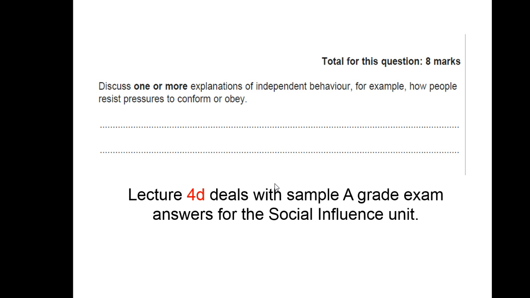Discuss one or more explanations of independent behaviour, for example, how people resist pressures to conform or obey. So this is only 8 marks. You can talk about the role of social support, and you have Asch's study to back that up. So remember, outline and evaluate. Or you can talk about the status or an environment, and you can talk about Milgram's variation studies to support that as well. Again, I write this particular question in lecture 4D.